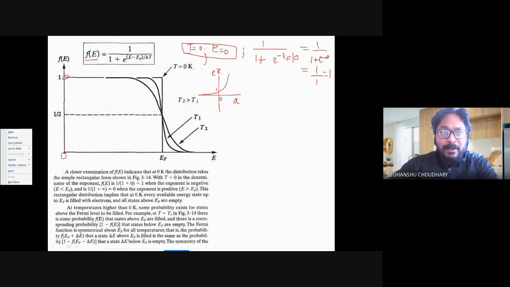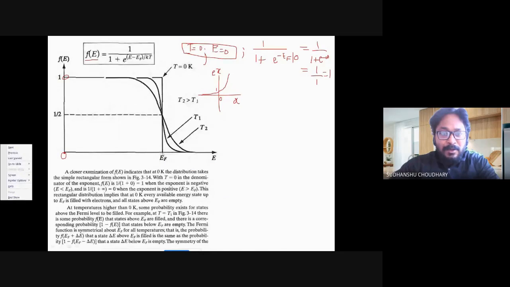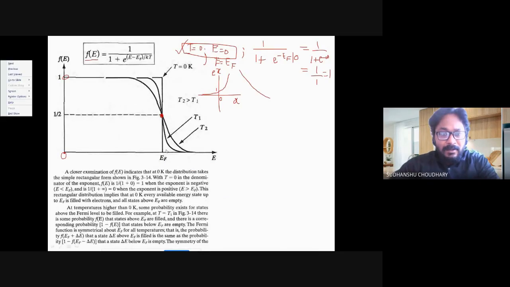Similarly, one can find out the probability of finding electrons at EF by putting E is equal to EF, which we have already done over here. So this is 1 by 2. So we mark another point over here. That means at T is equal to 0, you have a probability distribution which is rectangular in shape.